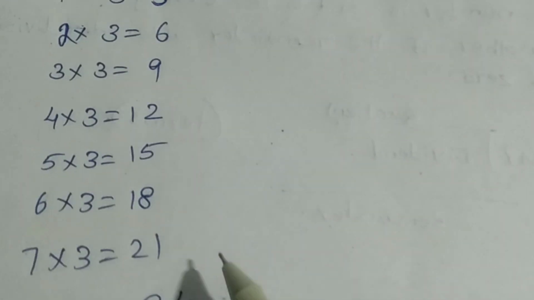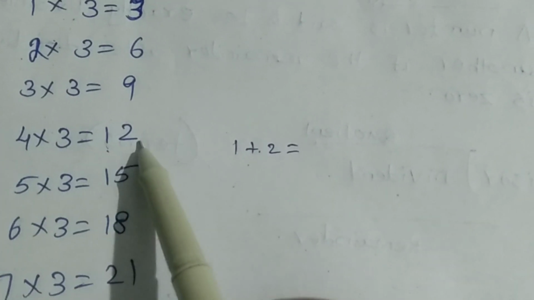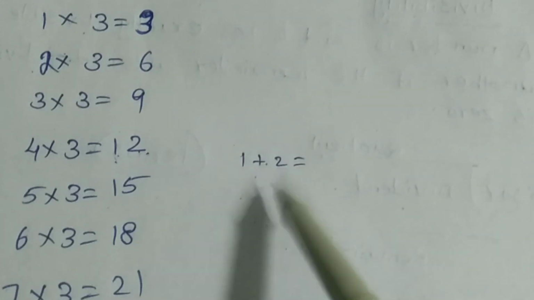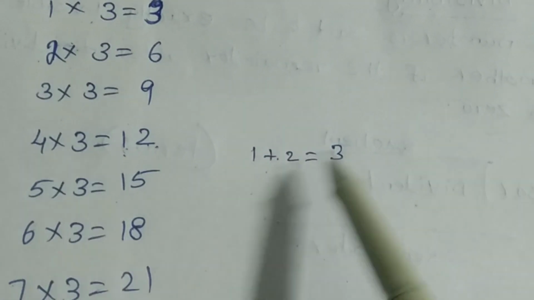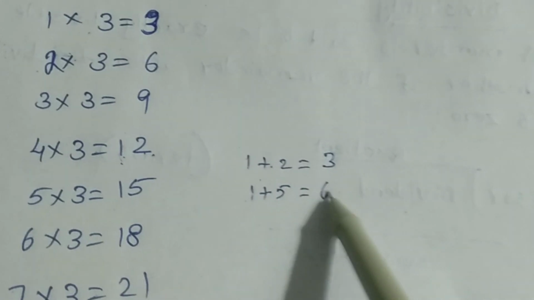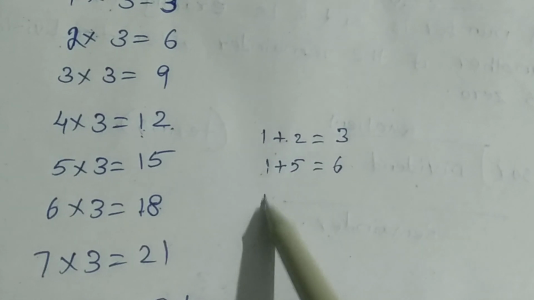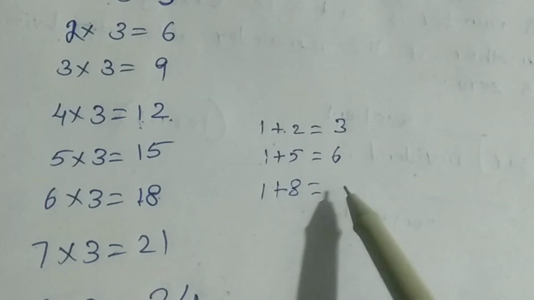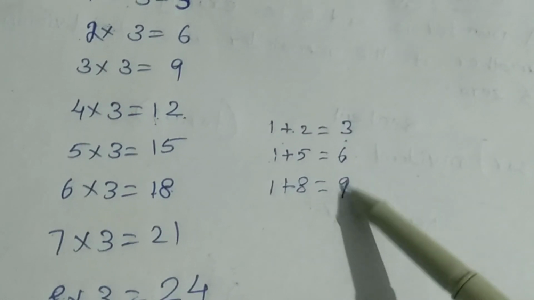So here we can add the digits of 12. Here 1 plus 2. 1 and 2 are the digits of 12. So when we are adding 1 and 2, the answer is 3. Now we can add 1 plus 5. That is 6. Clear? Then now we can add 1 plus 8. What's the answer? Yeah, that is 9. Clear? So we are getting 3, 6, 9.